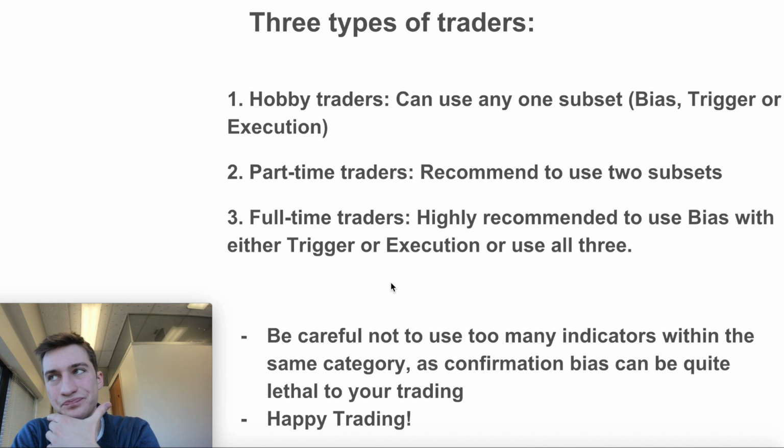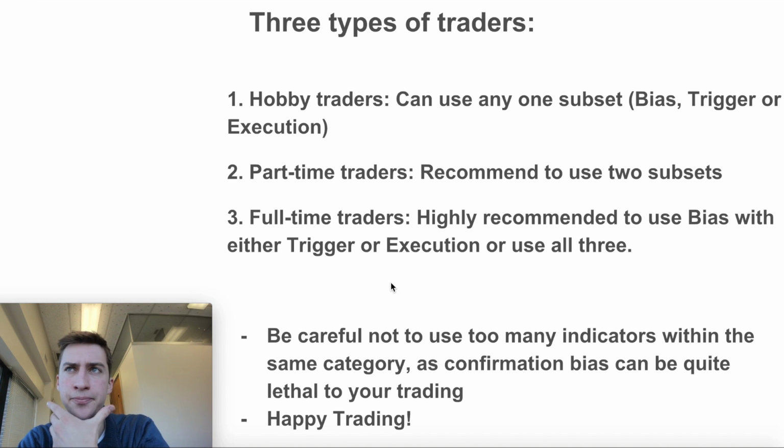Hobby traders, if you want to, you can really use any one subset and just trade and try to learn about the market. If you take some losses, it's fine. Part-time traders who are trying to make a part-time income or just doing it to make some side money, either way, I would recommend to use 2 subsets. So to either use bias trigger, to use bias execution, maybe use trigger and execution.